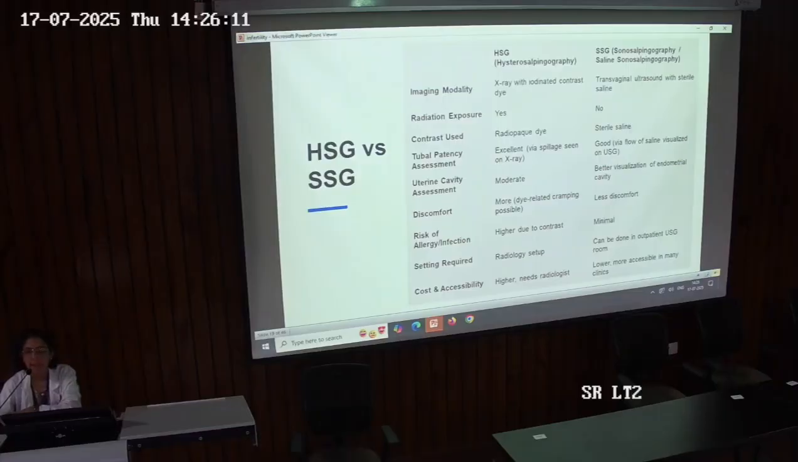SSG is a good investigation because it can be done in an outpatient sonography room. It uses saline, not a dye. It is less painful and less costly also, but the only disadvantage is that the assessment is not as good as it is in the HSG. And in HSG we get a film also, so we get evidence of tubal patency that can be produced for further consultation.